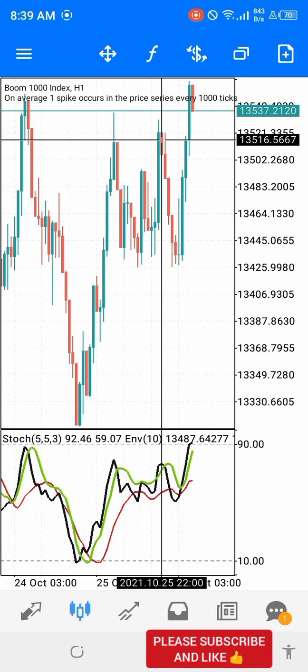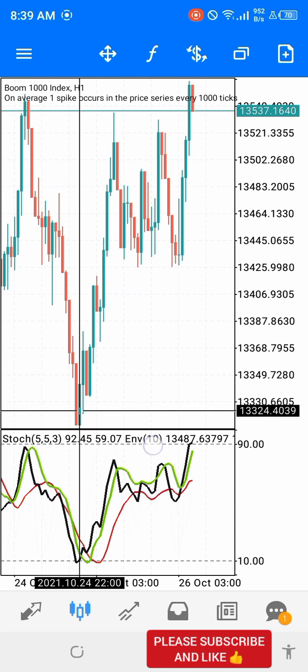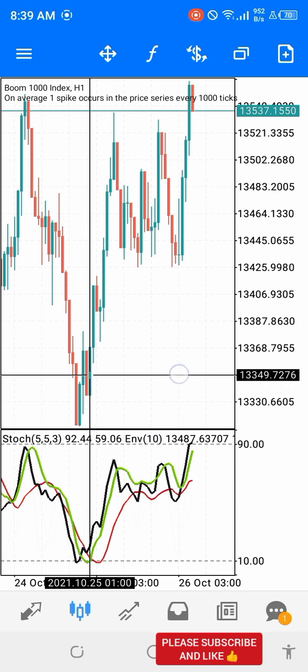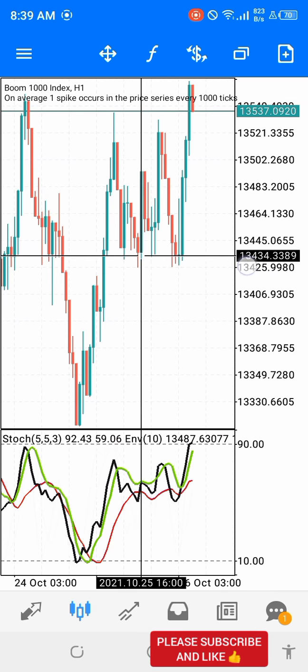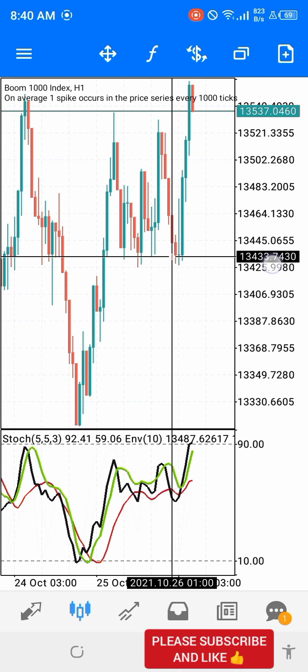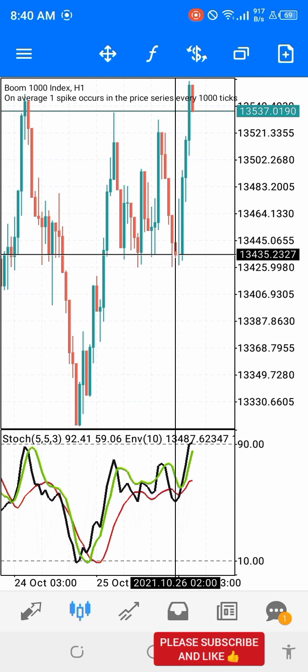Now if you want to be taking spikes, you want to wait till at least when it's around this level, then you go in and take your spikes, or when it's around this level, because we're seeing here this is a strong support level for the 1 hour time frame. The higher the time frame, the more accurate the entries are.